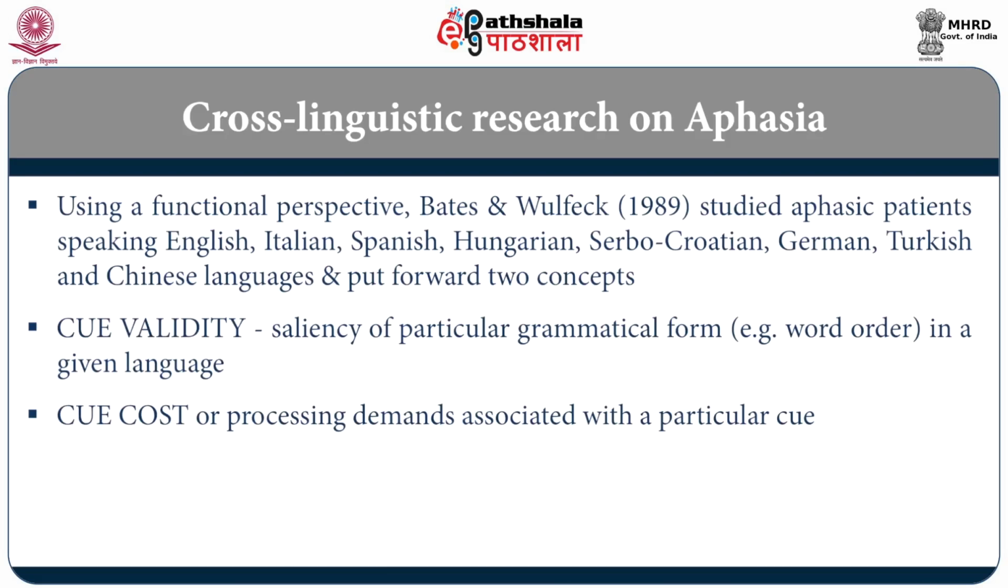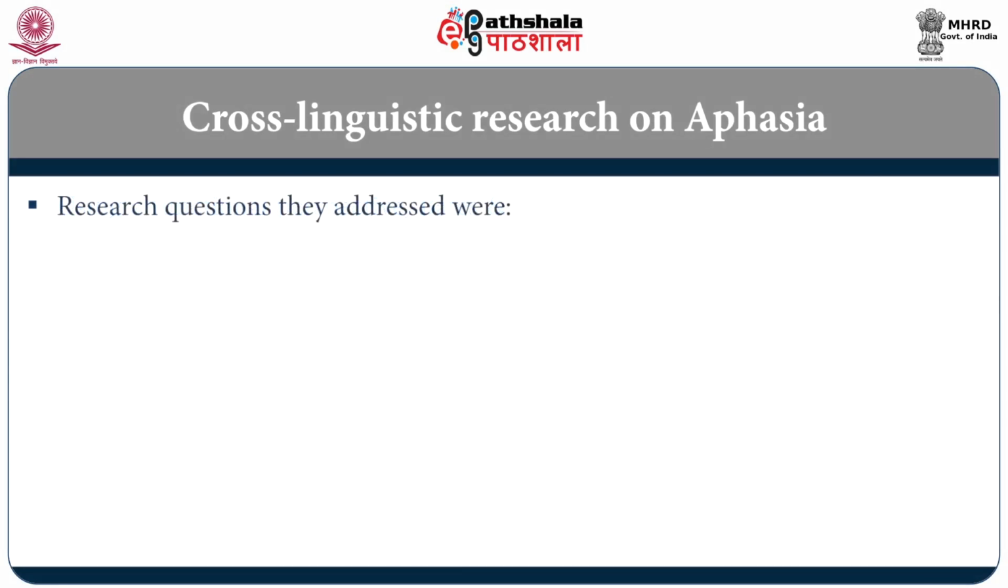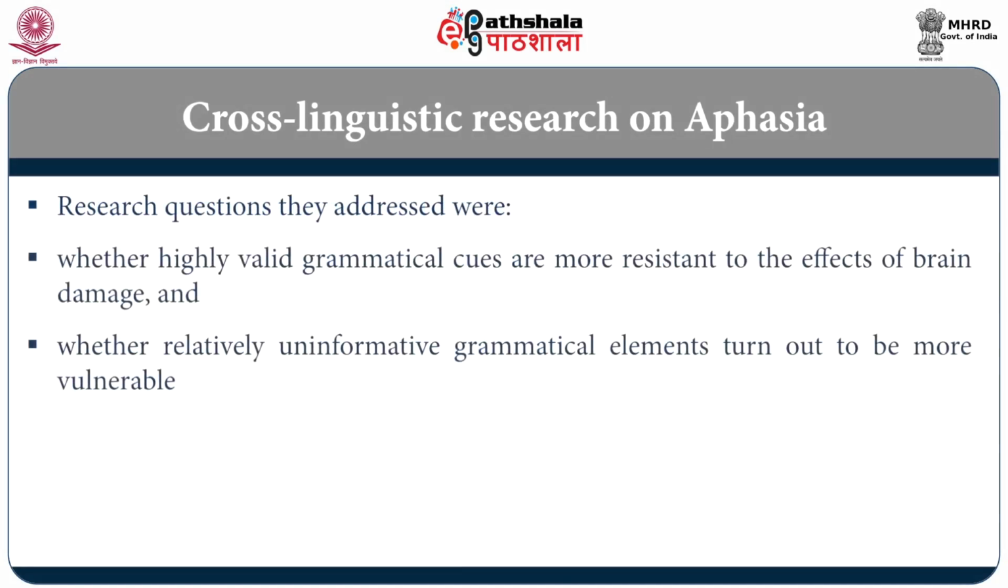So these are the two concepts these researchers have used and raised the following questions. They wanted to know whether highly valid grammatical cues are more resistant to brain damage. Okay. First of all, we need to determine which cue is more important for which language. Once you determine that, is it possible that that cue is not going to be lost after brain damage, after you had a stroke? They wanted to know.